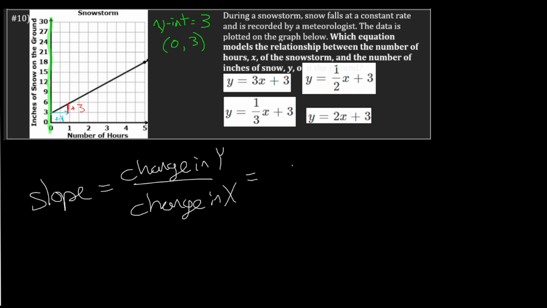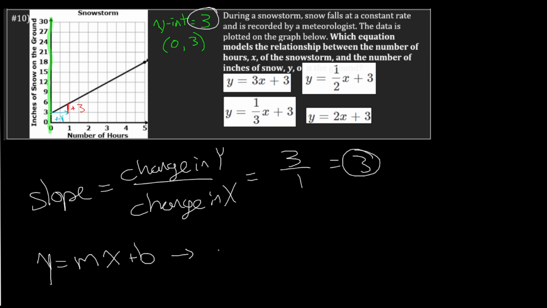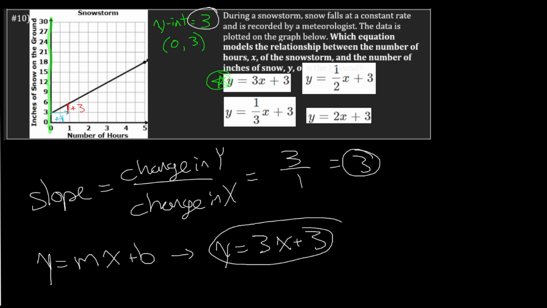Always write it as a ratio. So I'm going to say it's going to be 3 over 1, which is equal to 3. And so now that I have that, I can write my equation in slope-intercept form. So it's y equals mx plus b. We said b is 3 and m is 3 as well. So that means my answer should be y equals 3x plus 3. So I'm going to say it's going to be this choice right here.